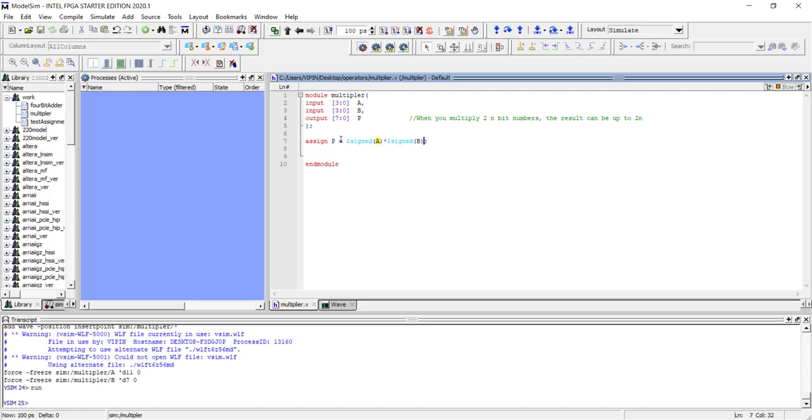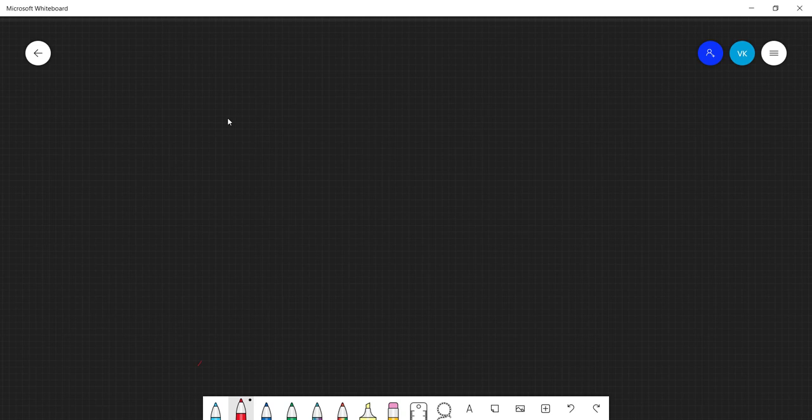Now I will quickly show you how multiplication can be done in hardware. So take our same example. We have 1011, which is 11, times 0111, which is 7. As in decimal multiplication, this is called our multiplicand, and this is called our multiplier. Now you will take 1 bit at a time from your multiplier and you will multiply the multiplicand.